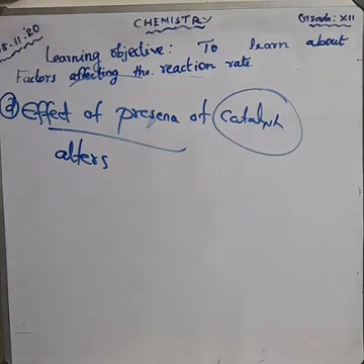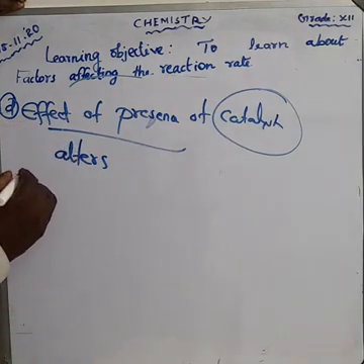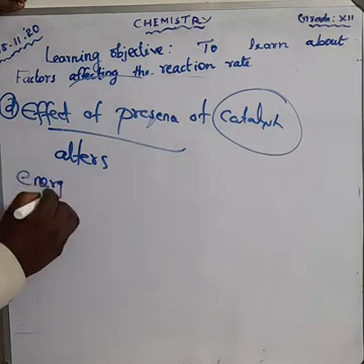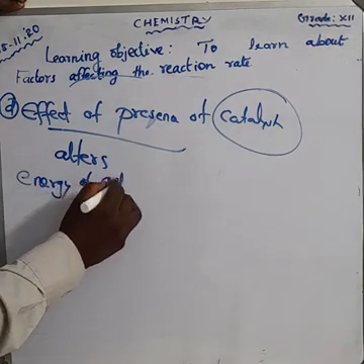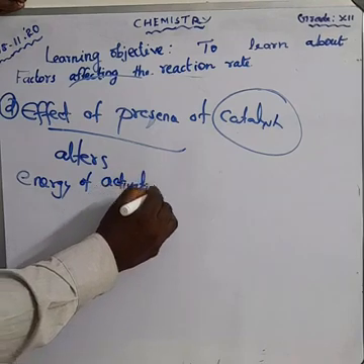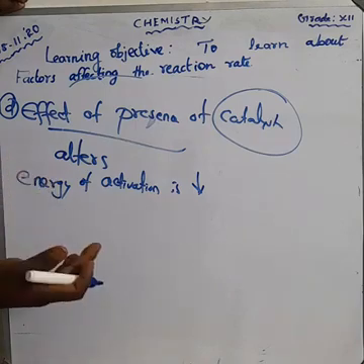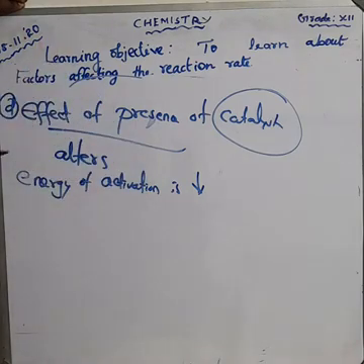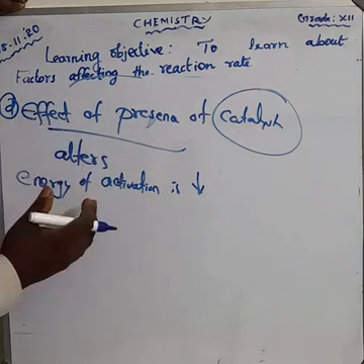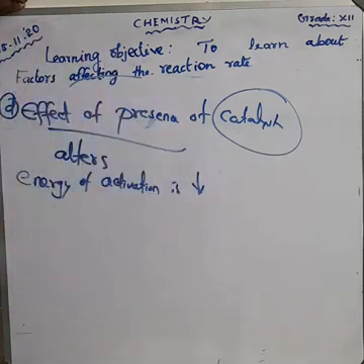Here one more point. The energy of activation is lower in the presence of a catalyst, don't forget that. Hence a greater number of molecules can cross the energy barrier and change over to product. So it increases the rate of the reaction. That is the important point.